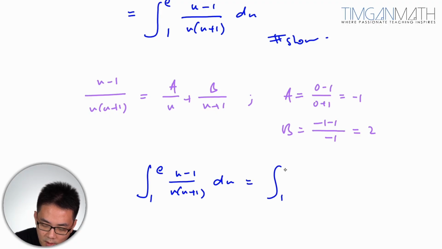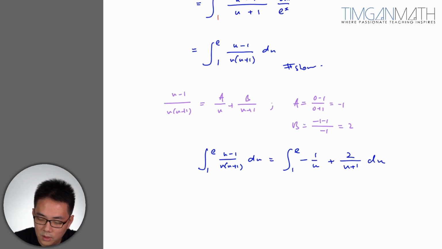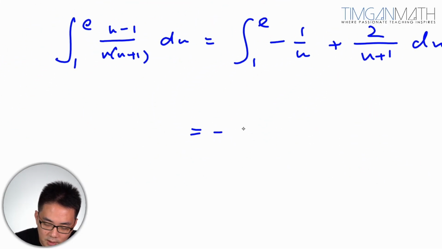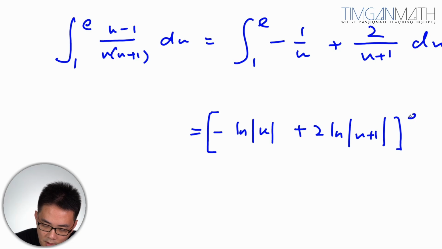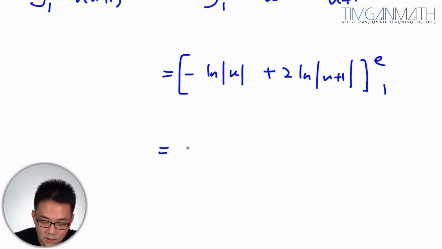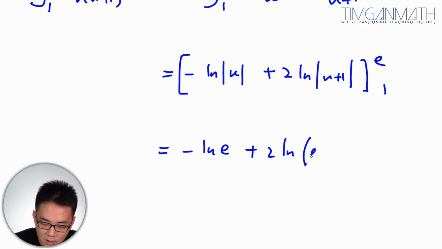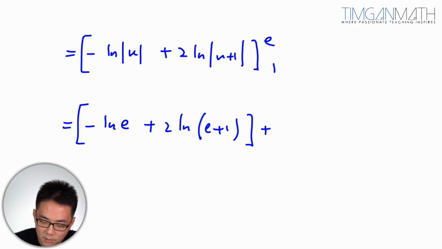So this case here, once done, we get the integral from 1 to e of (u minus 1)/(u plus 1) du, which will just be the integral from 1 to e, and A will just be negative 1 over u, B will be 2 over u plus 1, du. Okay, so what we're going to get is minus ln u, then plus 2 ln(u plus 1), from 1 to e. And I'm just going to substitute in ln e, which is 1, 2 ln(e plus 1). And after which I'm going to substitute in 1, and let's be very mindful, minus ln 1, which is 0, plus 2 ln 2.